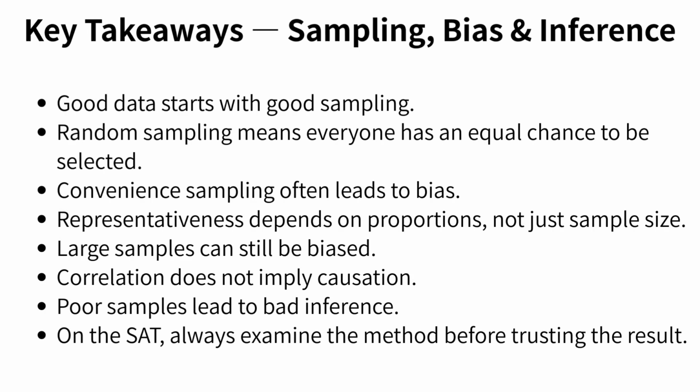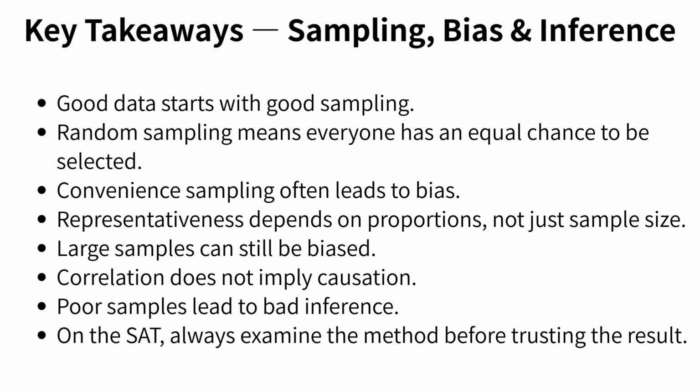Let's wrap up the key ideas from this lesson on sampling, bias, and inference. First, good data always starts with good sampling. Before analyzing results, ask how the data was collected. Second, random sampling means everyone has an equal chance to be selected, which helps reduce bias. Third, convenience sampling often leads to bias because people are chosen based on availability, not equal opportunity. Fourth, representativeness depends on proportions, not just sample size. A sample must reflect the population structure.